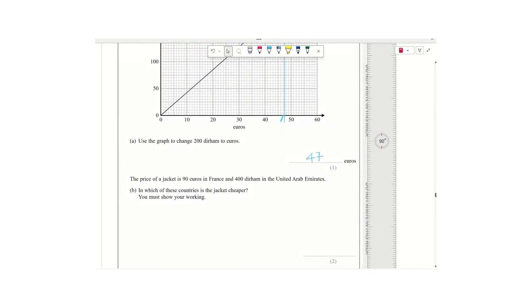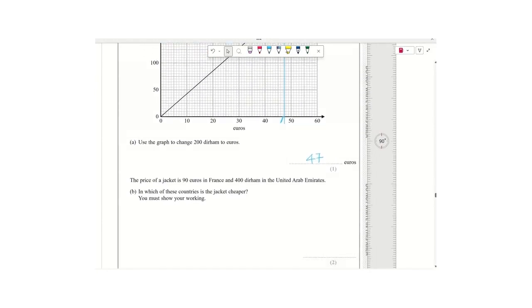And then part B says the price of a jacket is 90 euros in France, or 400 dirham in the United Arab Emirates. Which is cheaper? So you've got to convert one way to the other. You don't have to do both. Well, we know that 200 dirhams is 47 euros. We found that in part A. So 200 dirhams is 47 euros.